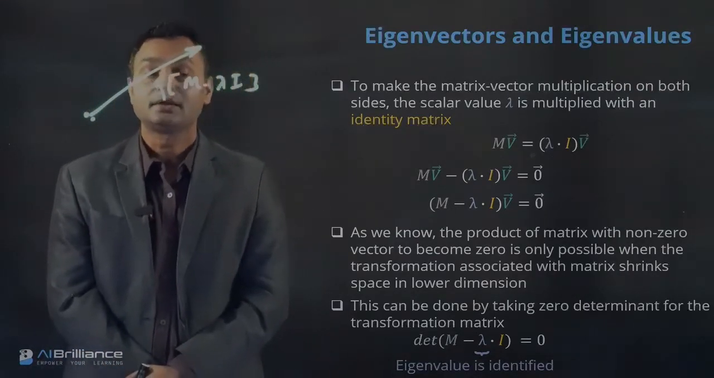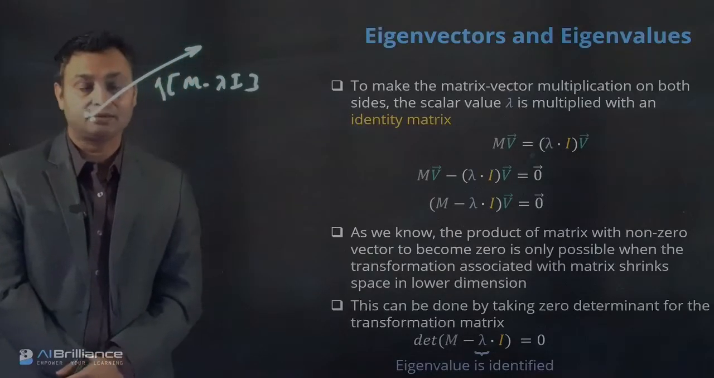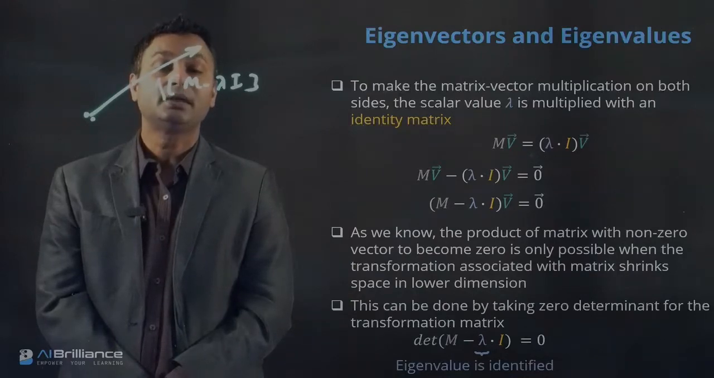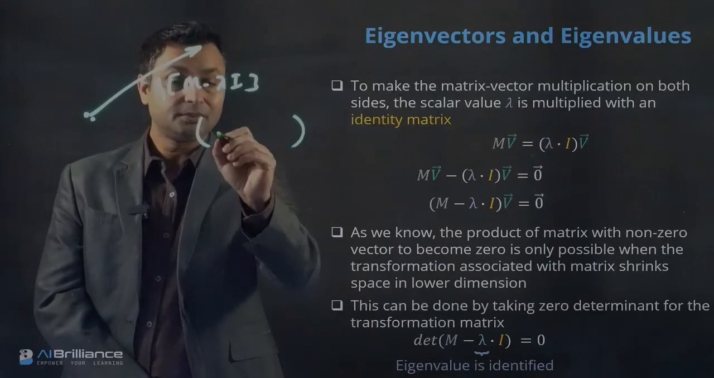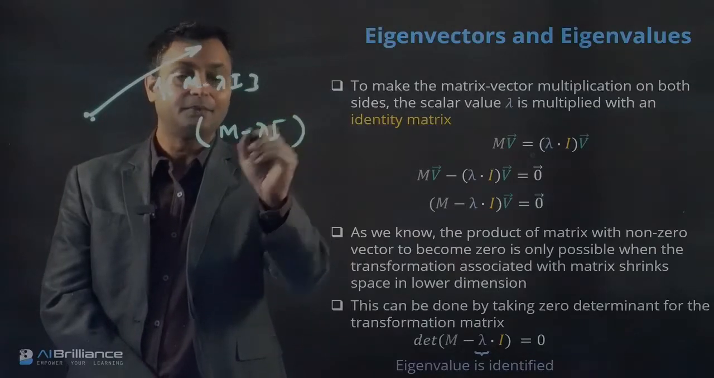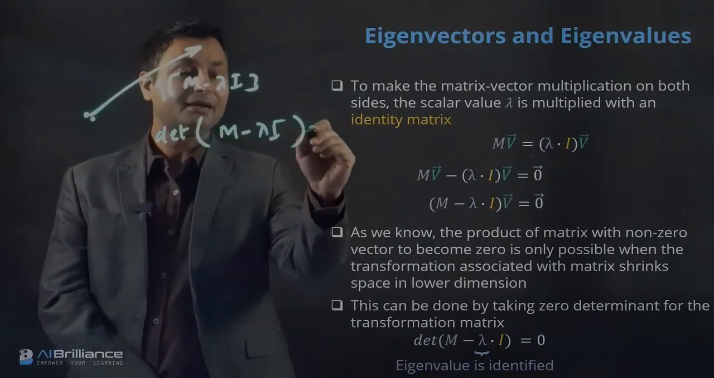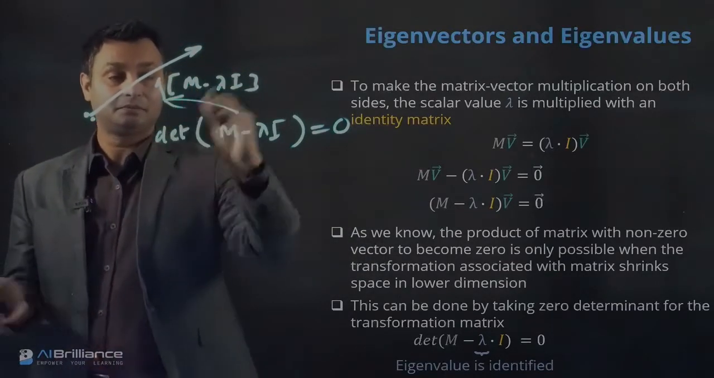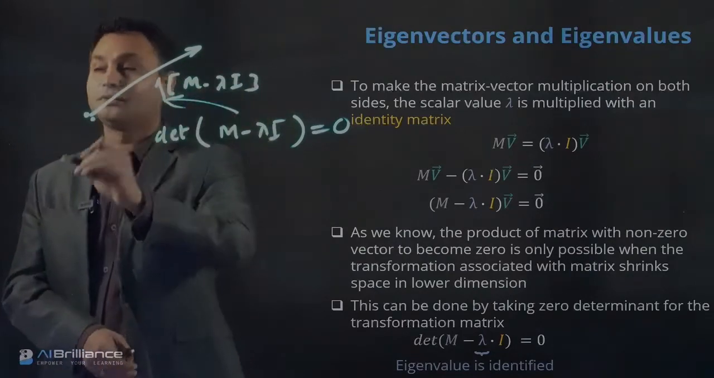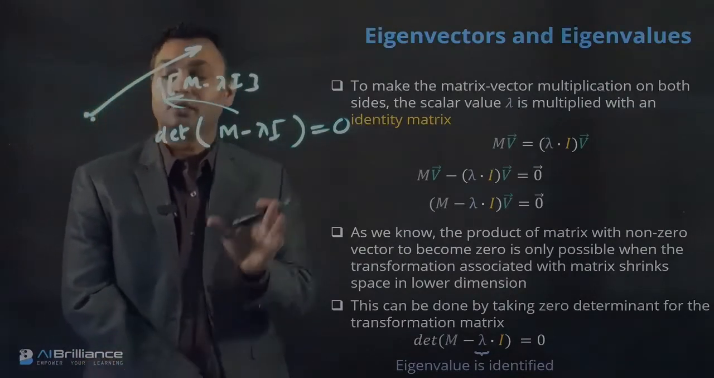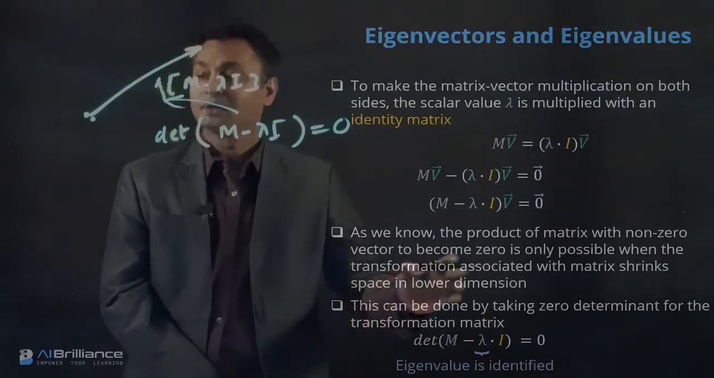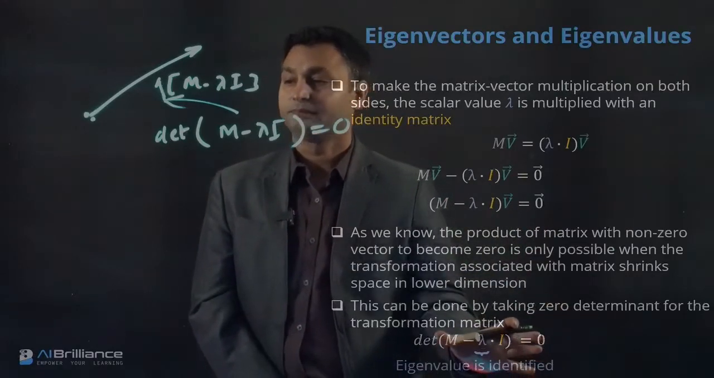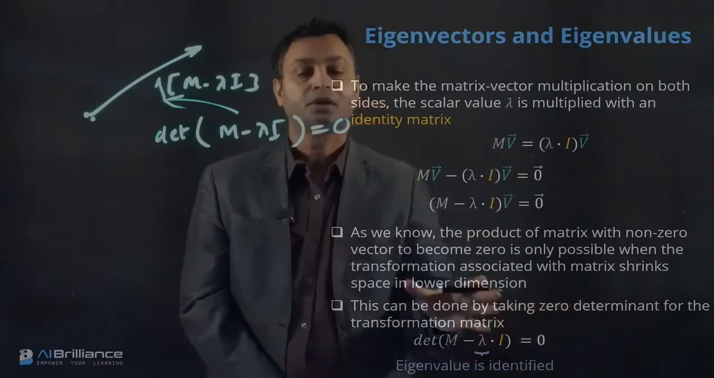Now, when will this condition be satisfied? If you understand this geometrically, and this is something we have discussed in previous classes, the only condition under which this is satisfied is when the determinant of M minus lambda I is equal to 0. Then we will be able to take a vector and squash it into a single point, because singularity exists only in this case. So this condition can be satisfied by a zero determinant of the transformation matrix.